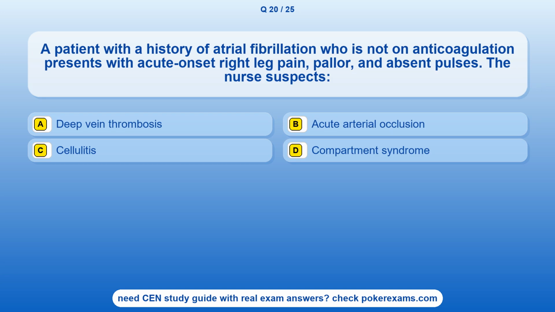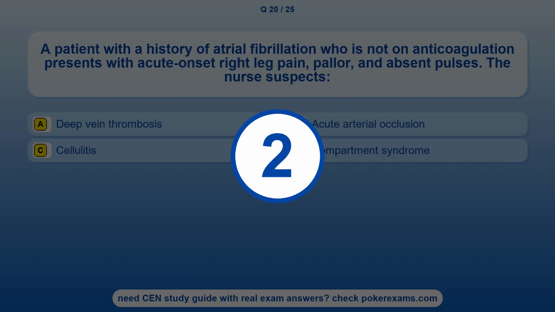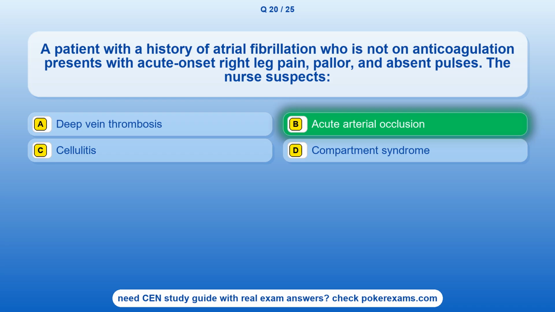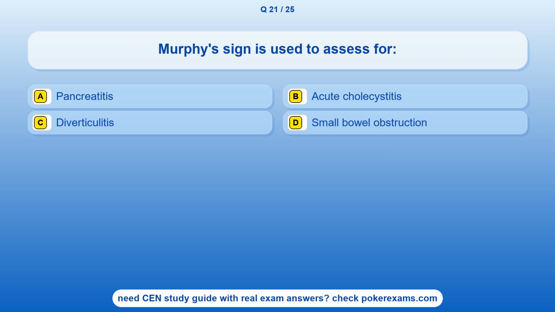A patient with a history of atrial fibrillation who is not on anticoagulation presents with acute-onset right leg pain, pallor, and absent pulses. The nurse suspects: Option A. Deep vein thrombosis. Option B. Acute arterial occlusion. Option C. Cellulitis. Option D. Compartment syndrome. The correct answer is option B. Acute arterial occlusion. Question 21.